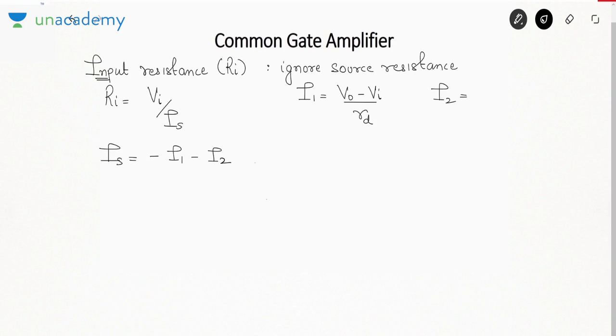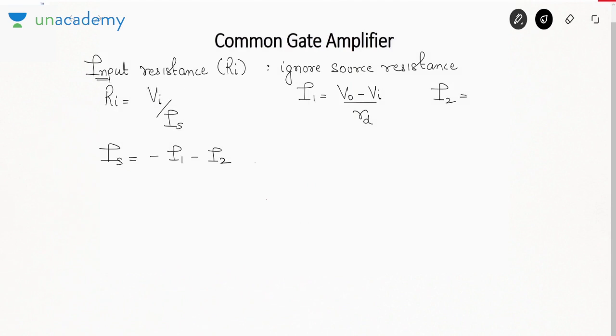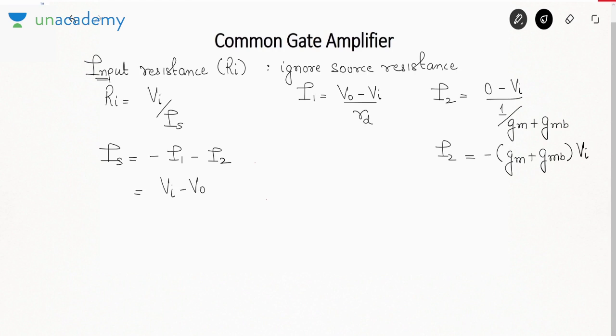What about I2? The voltage at this terminal is ground, that is 0. The voltage at this terminal is Vi. So (0 minus Vi) by 1 over (gm plus gmb). So it will be minus (gm plus gmb) Vi. Okay. So now that means if you substitute this value, it will be (Vi minus V0) by RD plus gm Vi plus gmb Vi.